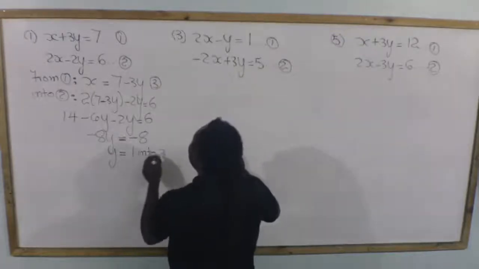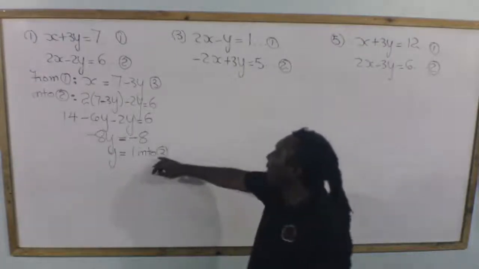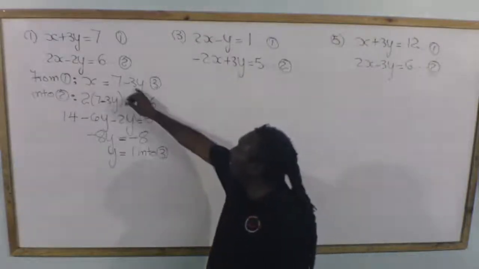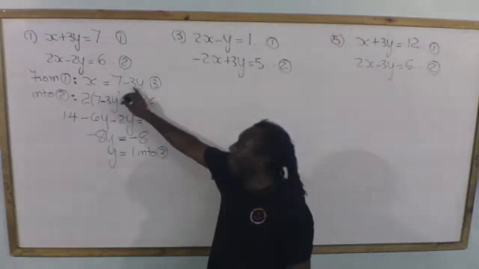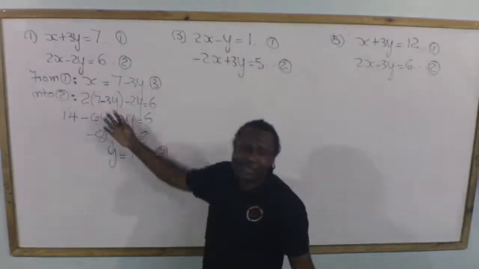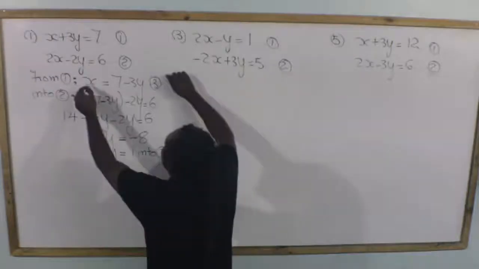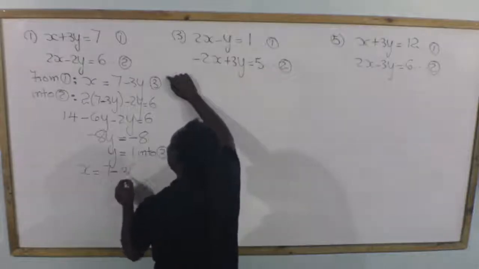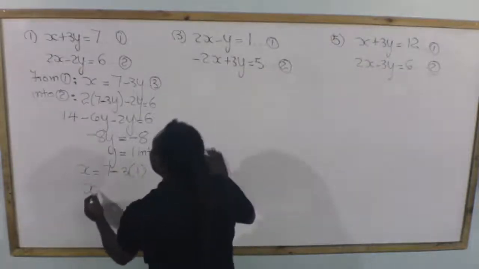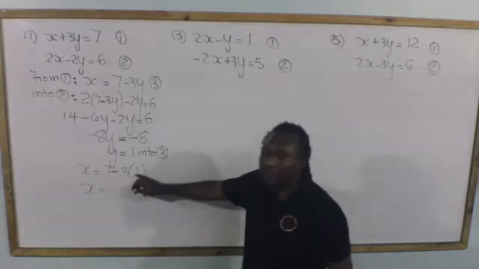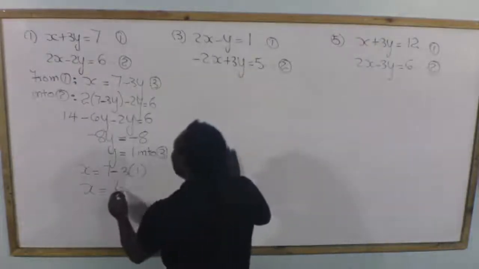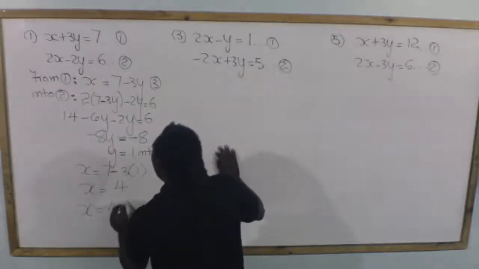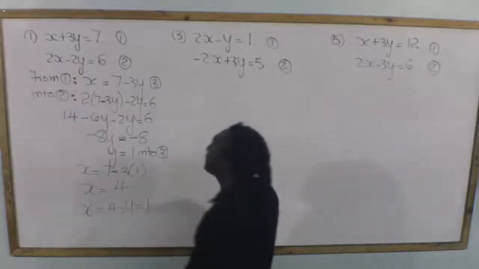And we put that into equation 3. We see what the answer is already, because it's going to be 3 times 1, which is 3, and then 7 minus 3, so x is equal to 4. So x is equal to 7 minus 3 times 1, which is 7 minus 3, equal to 4. And then we say x is equal to 4, y is equal to 1.